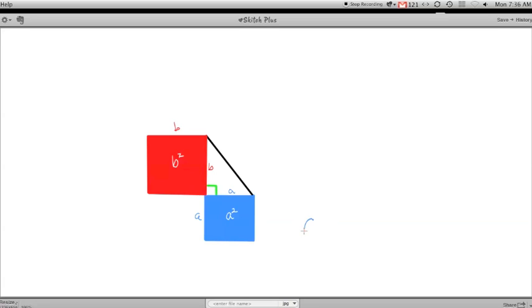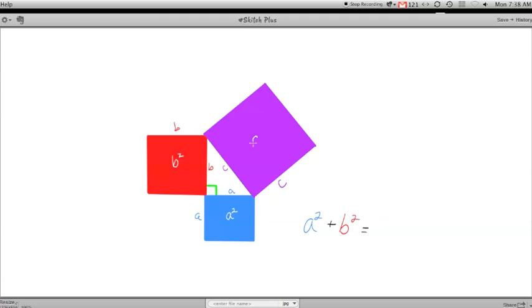Now what the Pythagorean theorem says is that if we take a squared and we add b squared to it, we get the square of the hypotenuse, oftentimes referred to as c squared. Let's go ahead and draw what c squared would look like. So we'll use purple for this. And I need to make sure I go c in that direction. So I have c times c. That's what this square represents. In terms of area, the area of this square would be c squared.